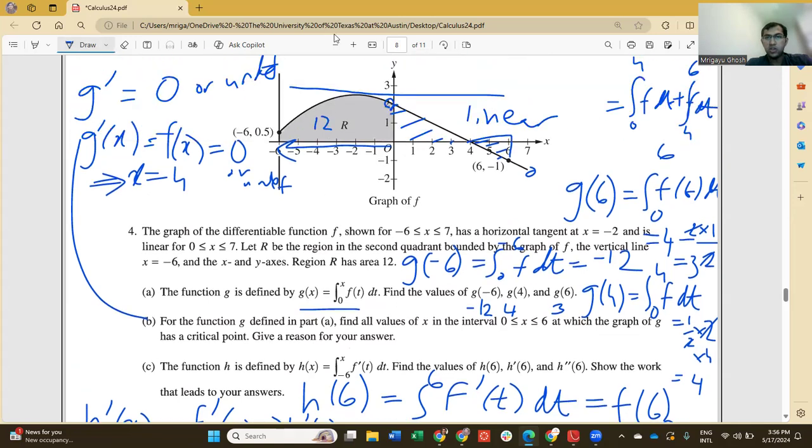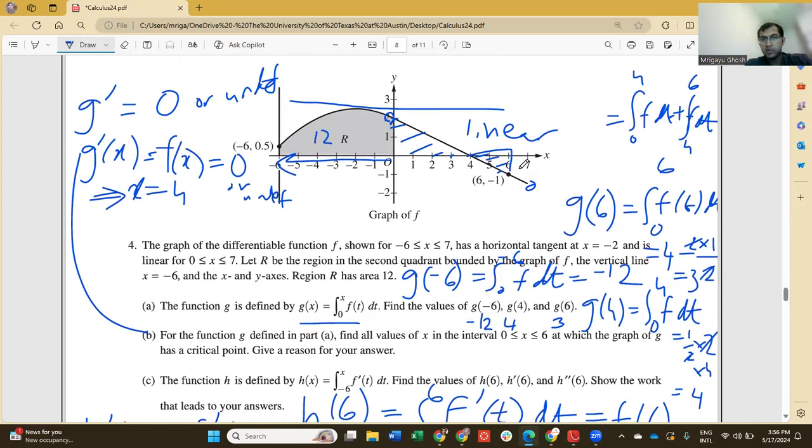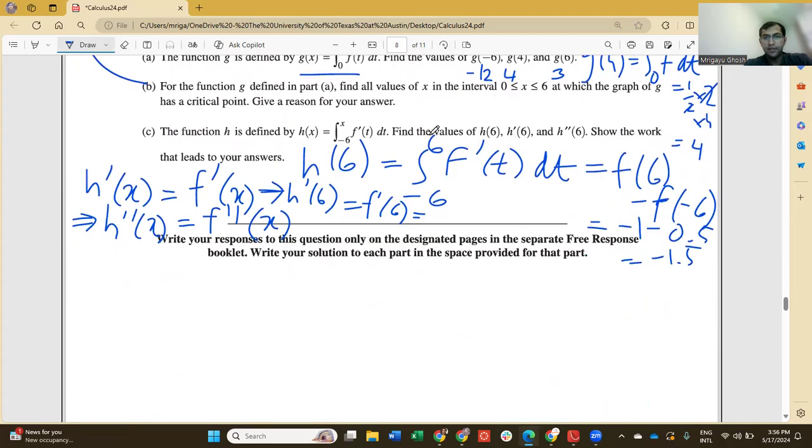And we just have to see what is the slope at x equals 6. It's the same slope of this line. Of course, you can show your work, but you can just do a quick little rise over run. So it's negative 1 over 2. So negative half is my slope on that interval.